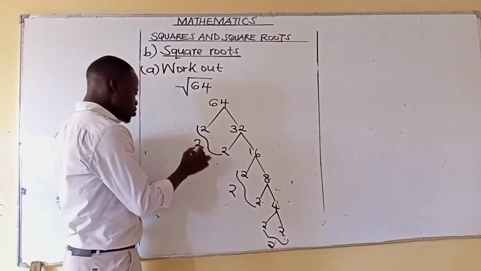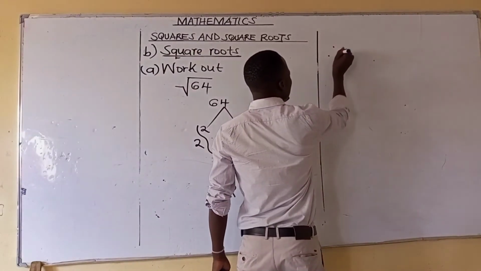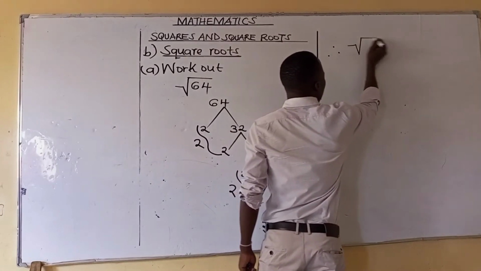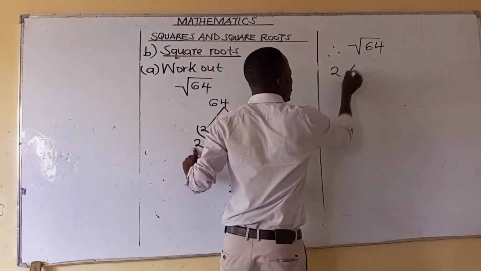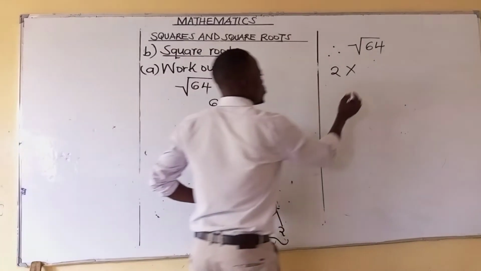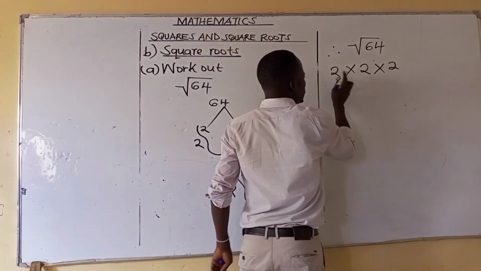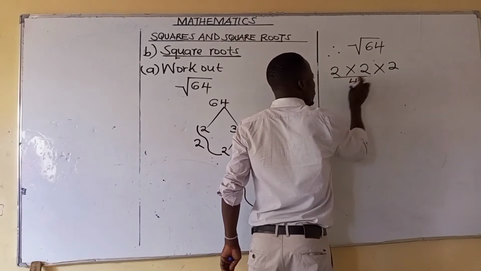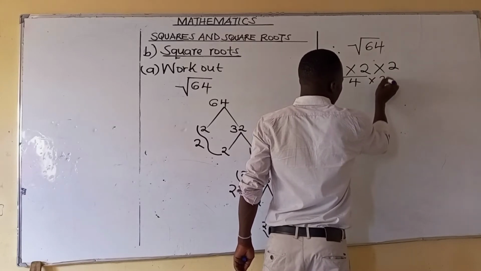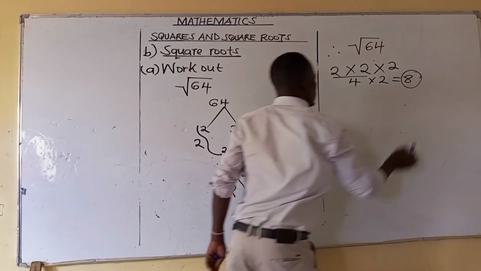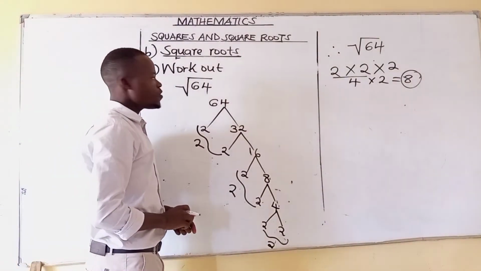We multiply them. So the square root of 64 will be 2 multiplied by 2 multiplied by 2. So 2 times 2 is 4. 4 multiplied by 2, we shall get 8. So now 8 forms the square root of 64.